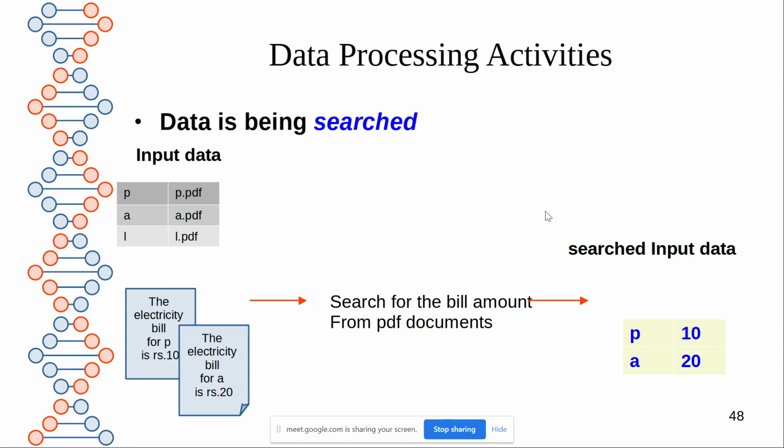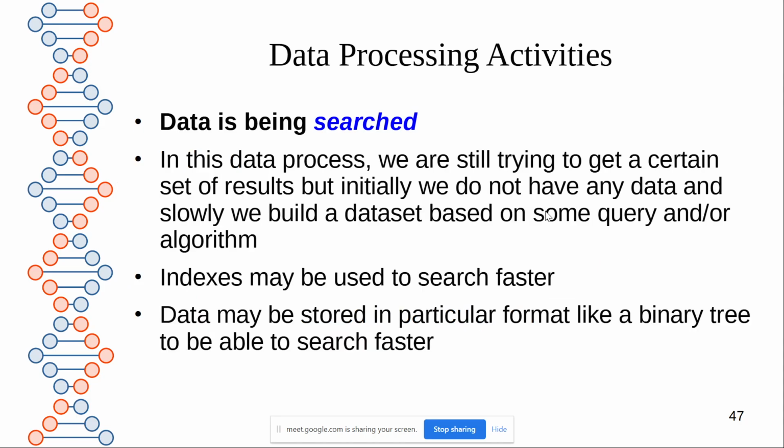Filtering is also kind of a search within a superset, but when you're talking about searching, it means you're applying some algorithms. Here it is written, in this data process we're still trying to get a certain set of results, but initially we do not have any data, and slowly we build a data set based on some query or some algorithm. Talking about an algorithm means talking about a program, and this is where your Python language will come into place, where you cannot just fire a query and things will be done for you. Maybe you have to write a program to do a little code magic to give you the query results. And if it is a database, then we may use indexes to search faster.